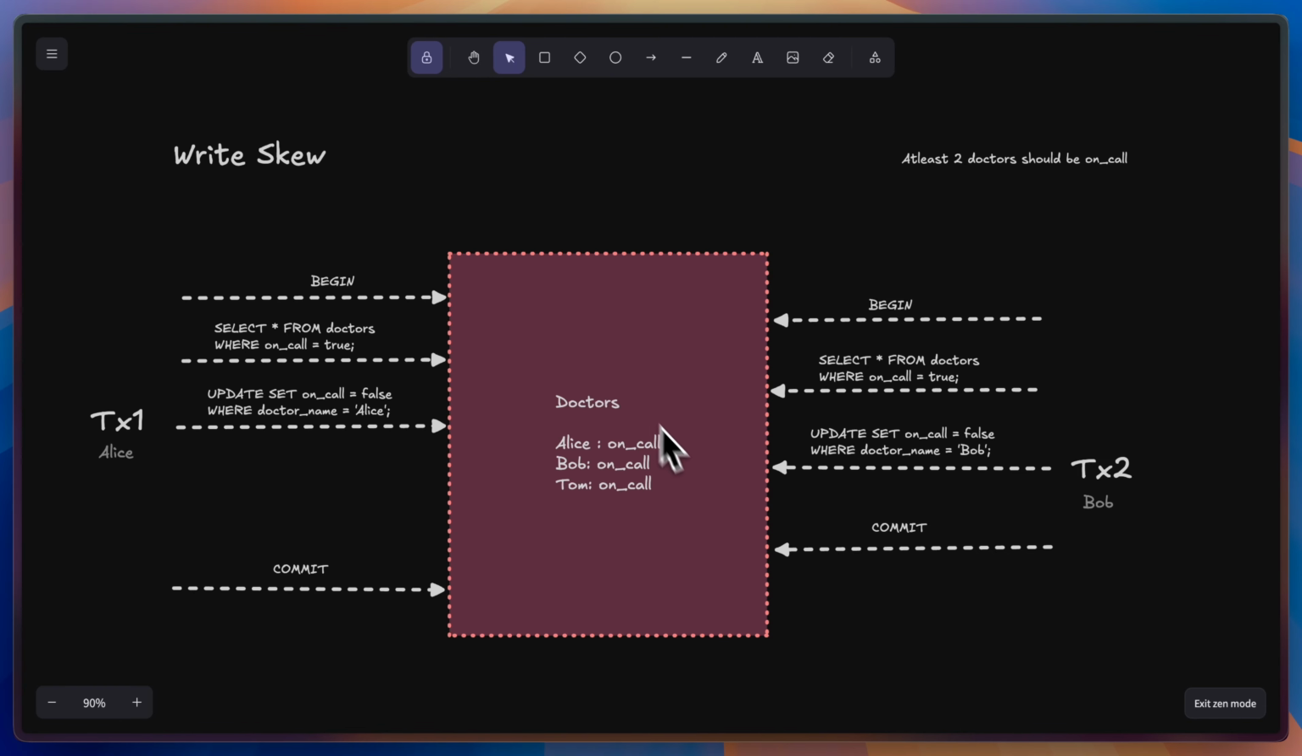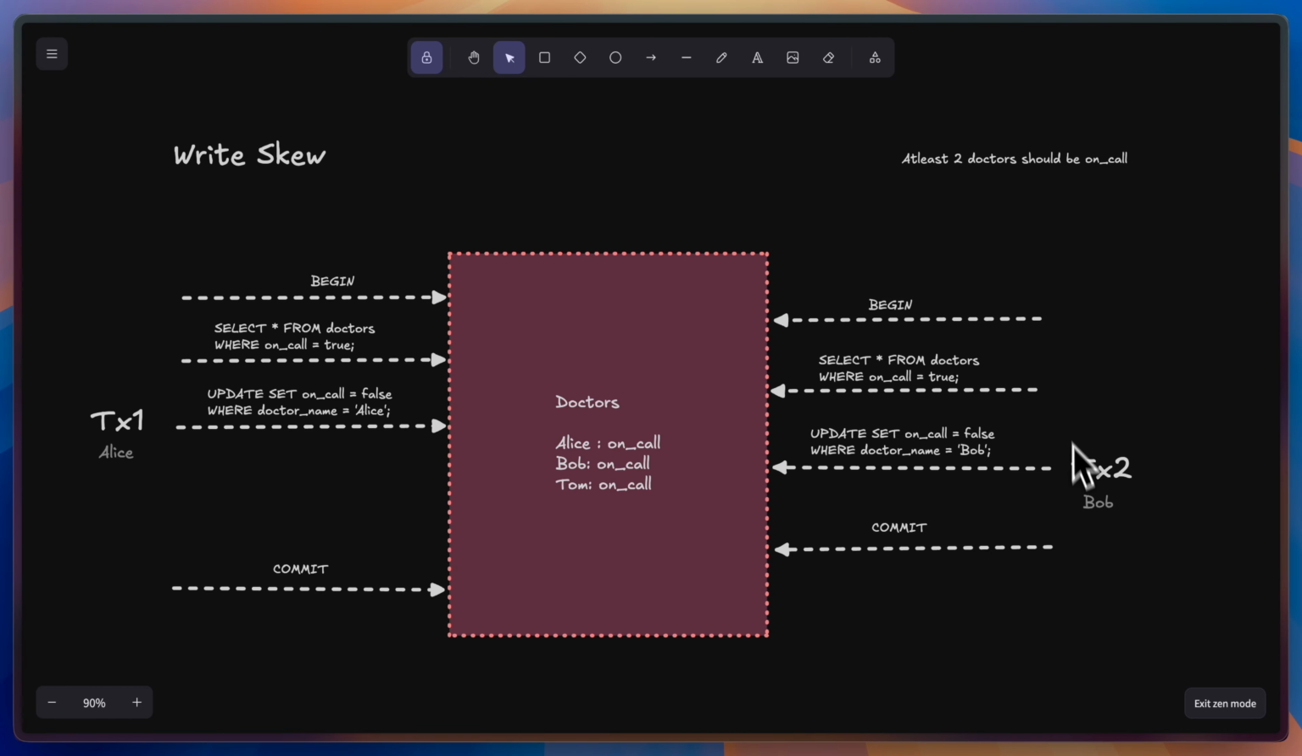So assume that we are dealing with some kind of hospital system wherein there is a constraint that at least 2 doctors should be on call. And also assume that LS and Bob want to apply for a leave simultaneously at the same time. So first this transaction will try to check how many doctors are currently on call. Okay, so it will get to know that 3 doctors are currently on call.